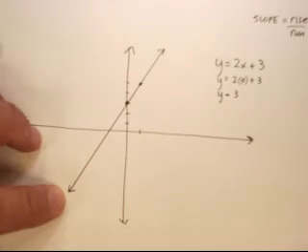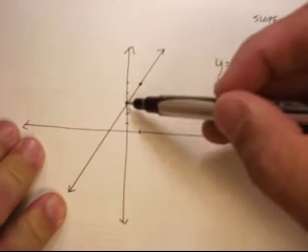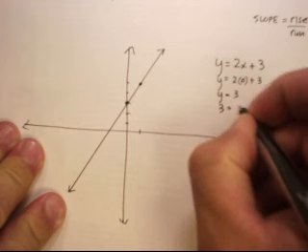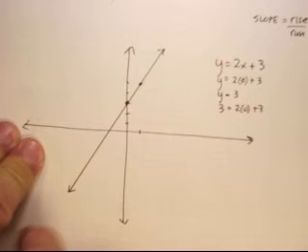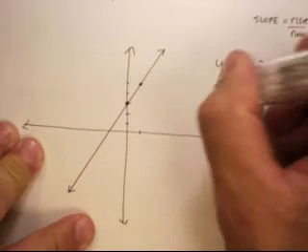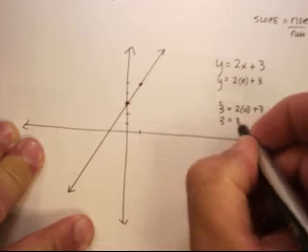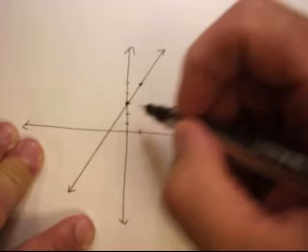Okay? Oh, wait a minute. We actually knew that, didn't we? Because we know that the y was equal to 3. So 3 was equal to 2 times 0 plus 3. There we go. That's what I'm saying. So 3 is actually equal to 3. So it actually works. Let's try another point that we know exists.